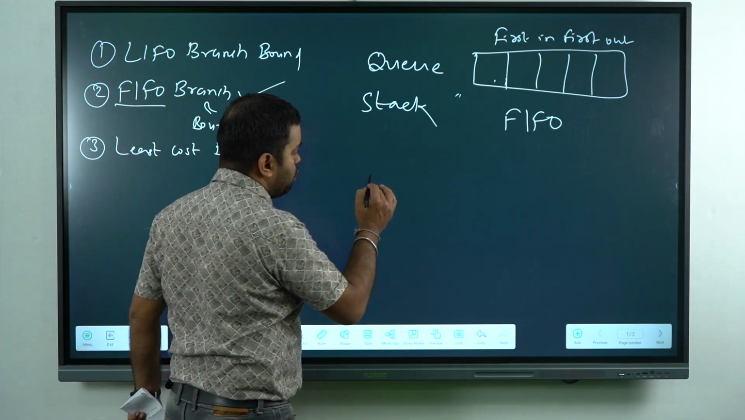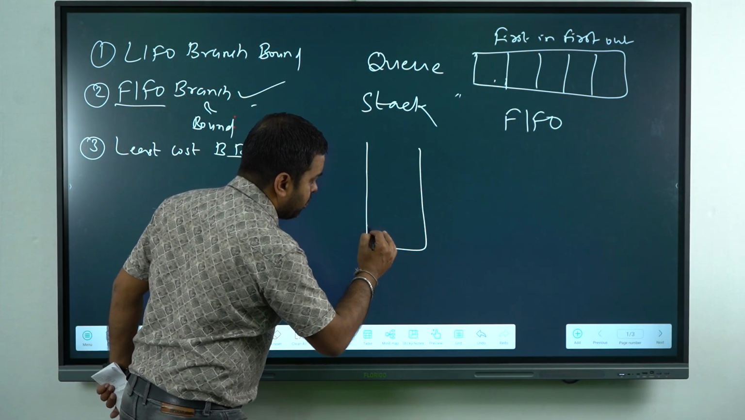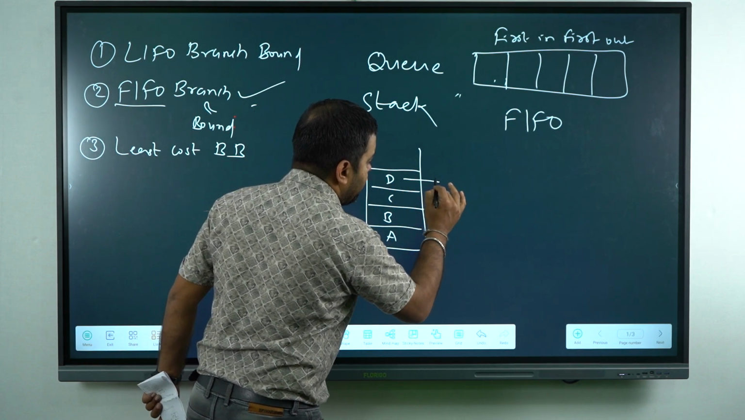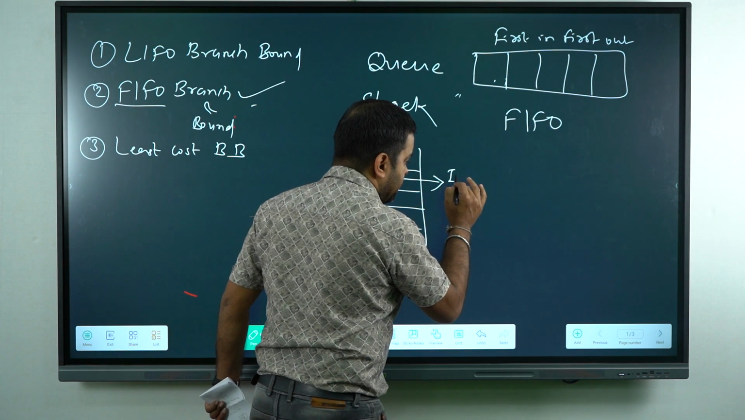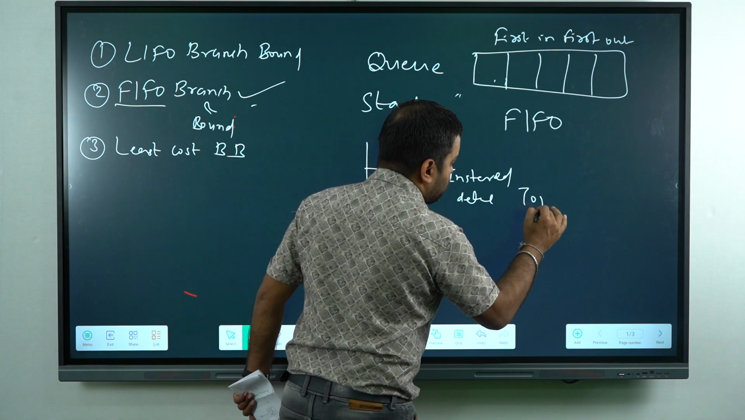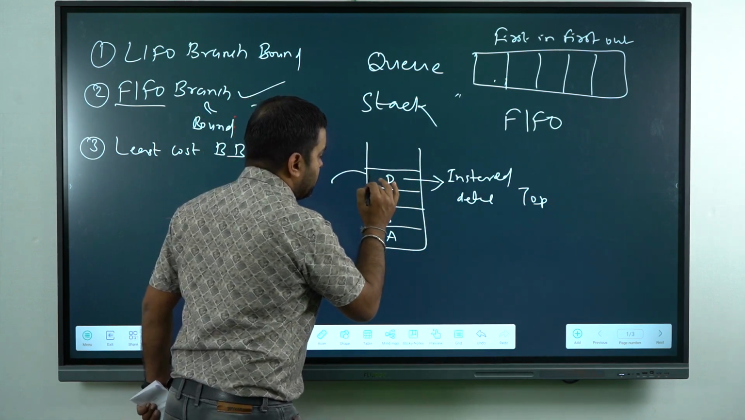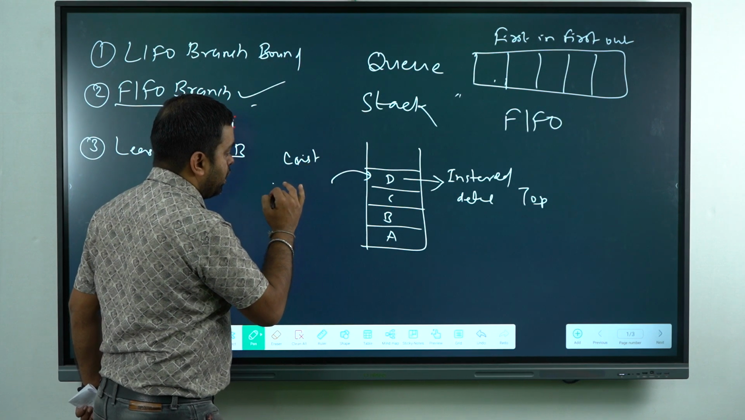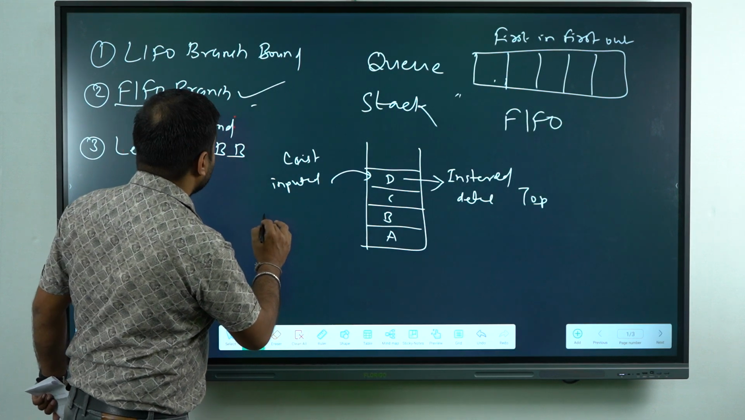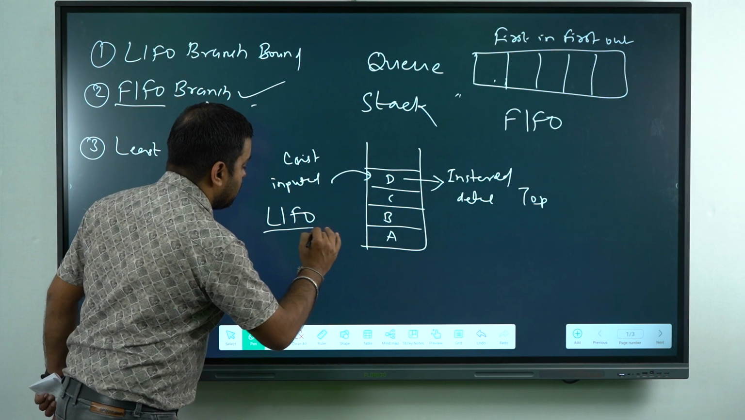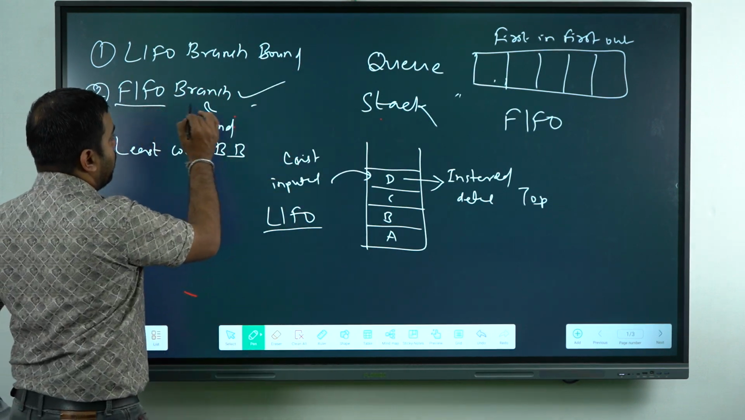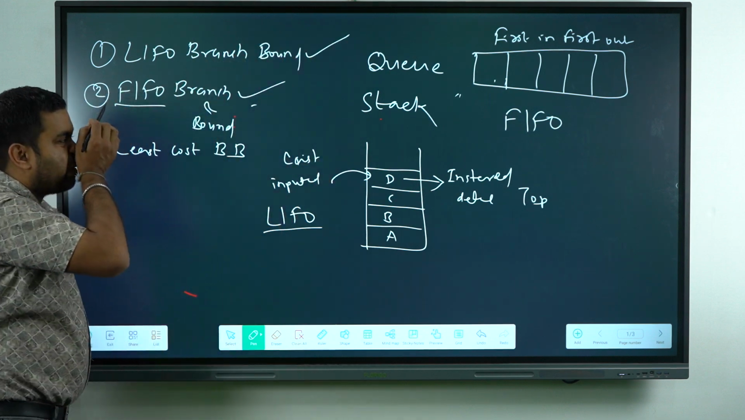When you are using a stack, in that you insert different types of data, and every data is inserted or deleted from the top only. So the last inserted is deleted first. So it is called last in first out, LIFO. When you use the stack data structure for branch and bound, it is called LIFO branch and bound.